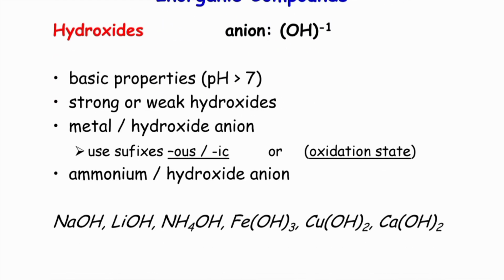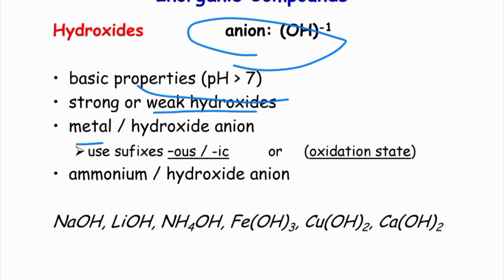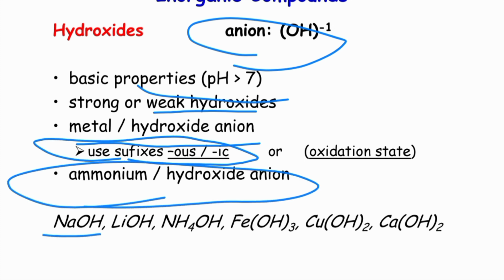Hydroxides: the anion is OH negative. Basic properties: pH is more than 7. Stronger and weaker hydroxides, metal or ammonium hydroxides are used. Suffixes: -ous and -ic. Ammonium hydroxide, NaOH, LiOH, these are hydroxides.